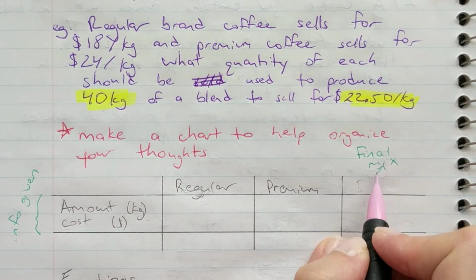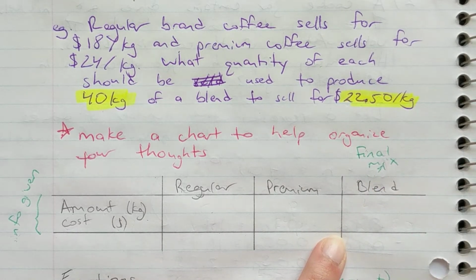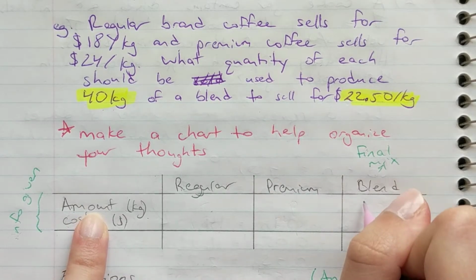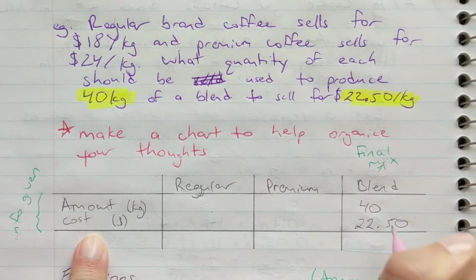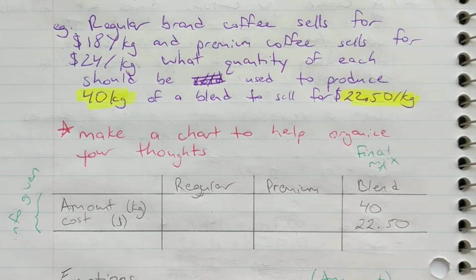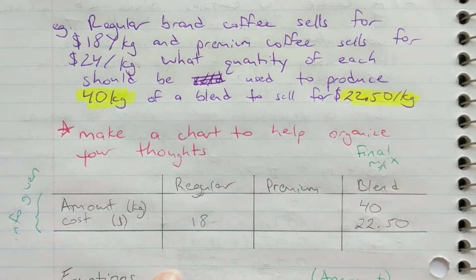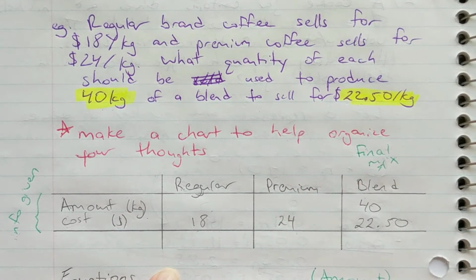My right-hand column here, as I've written, is the final mix. So this is going to be the blend of our 2 different types of coffee, or whatever the final result is going to be. Okay, we know that we are looking for 40 kilograms. And we know that we are looking at a cost of $22.50. So that is the final mix for those 2 different factors. We know that the cost for the regular coffee is $18 a kilogram. And we know the cost for the premium coffee is $24 a kilogram.